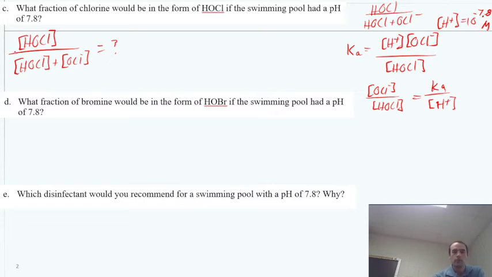I find it's pretty simple to go ahead and divide the top and the bottom by HOCl here. So this will end up being 1 over 1 plus OCl minus divided by HOCl. And that's where the ratio comes in directly. And so we can put that in and then find our answer to be 0.355.